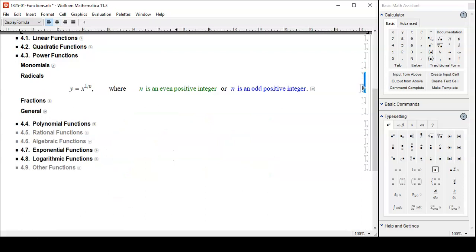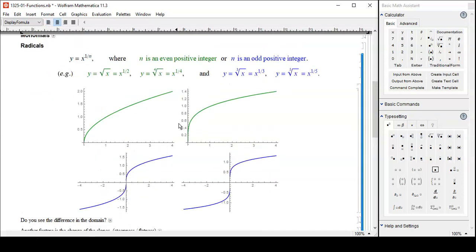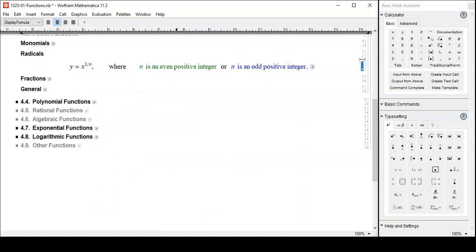Radical functions, one part of a parabola and one part of this fourth power function and so on. And these are odd radicals. Just tilt the graph.